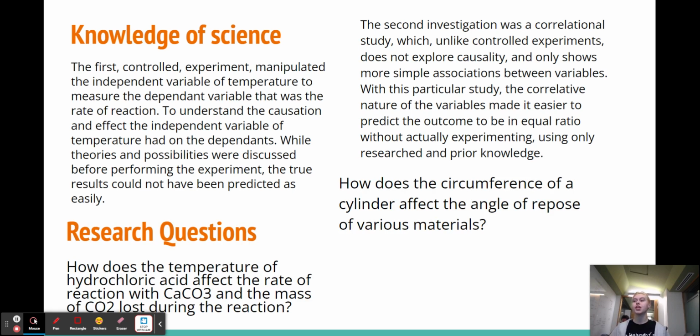The research questions constructed for both of these tasks were as follows. The first one, how does the temperature of hydrochloric acid affect the rate of reaction with calcium carbonate and the mass of CO2 lost during the reaction? The second research question was, how does the circumference of a cylinder affect the angle of repose of various materials?